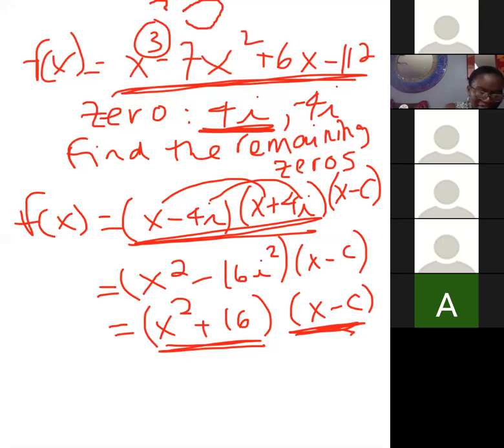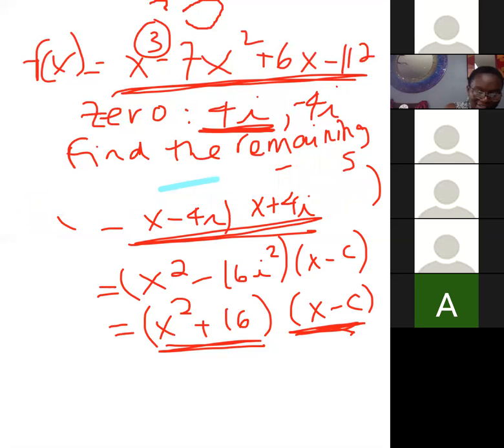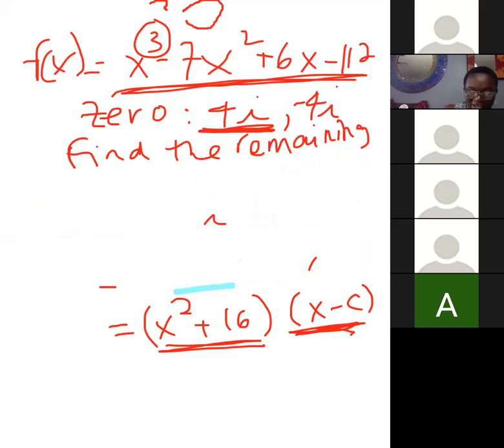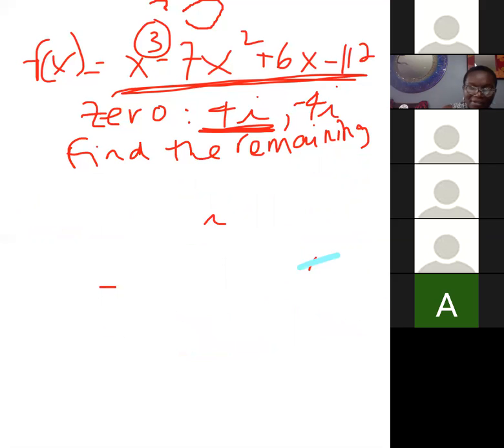Let me erase some of this so I can do my long division. So here comes the long division. We're going to take the x squared plus 16 and divide it into the polynomial so we can get the quotient. And the quotient will be the other factor, which will lead to the other 0.